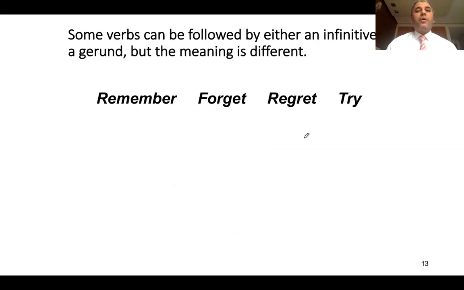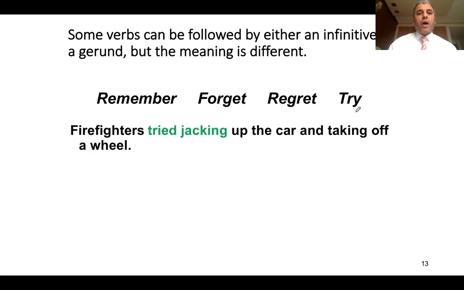Some verbs can be followed by either an infinitive or a gerund, but there is a difference in meaning. Now, on the other side of this, you have some verbs that can be followed by either a gerund or an infinitive, but there is a difference in meaning if you use a gerund or if you use an infinitive. Examples of those verbs are remember, forget, regret, and try. Okay? Firefighters try jacking up the car and taking off a wheel.